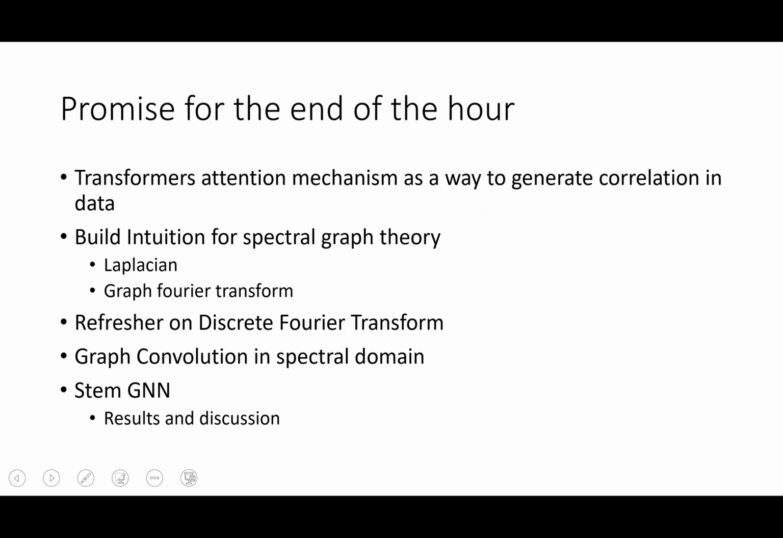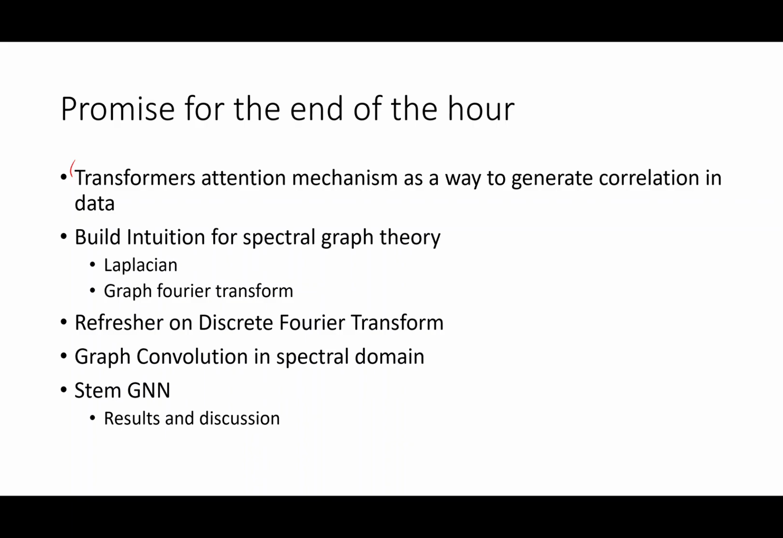Okay, so let's go from here. I am assuming that you know a little bit about machine learning, a little bit about deep learning, a little bit about transformer architecture, and a little bit about what graphs mean, what the data structure graph is. So this is my promise for the end of the hour. We're going to use the transformer attention mechanism as a way to generate correlation in data. Okay, that's the first line. I have no idea what it means, but we'll demystify it as we go along.